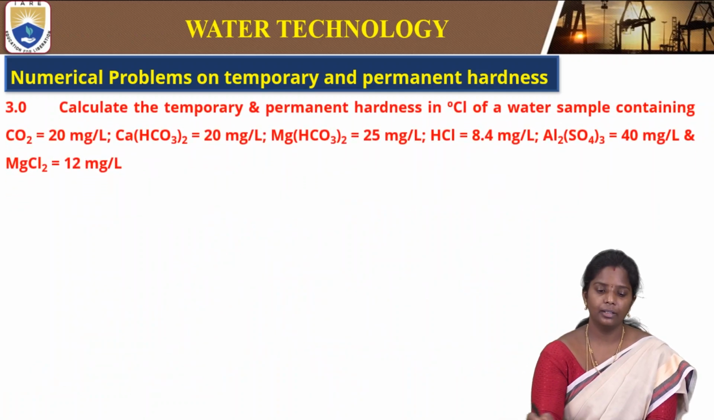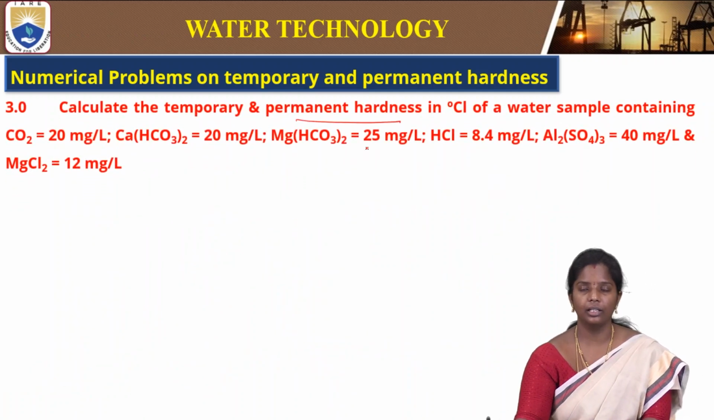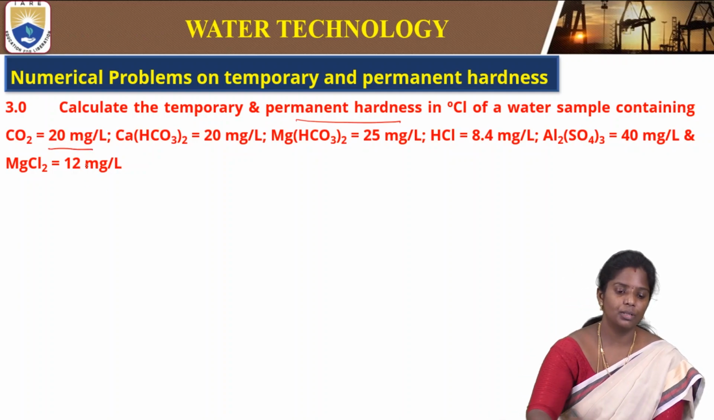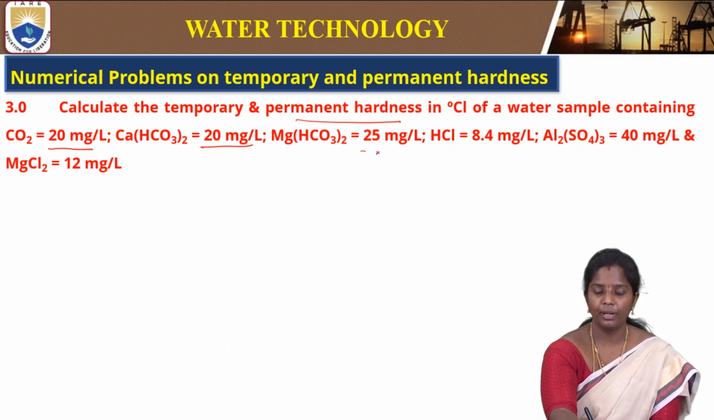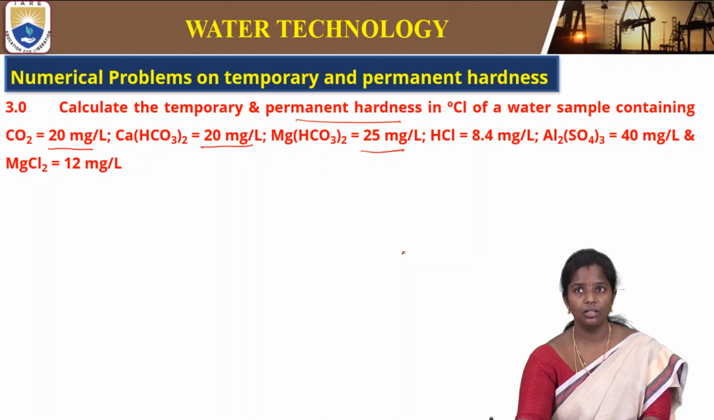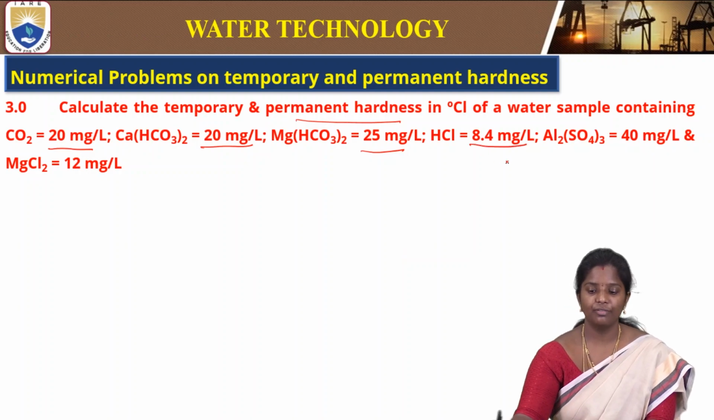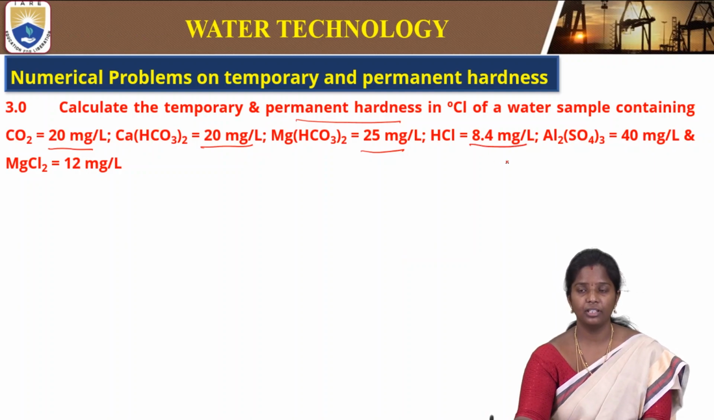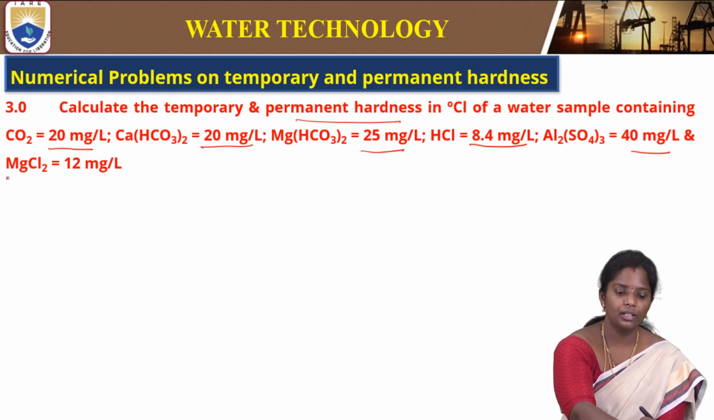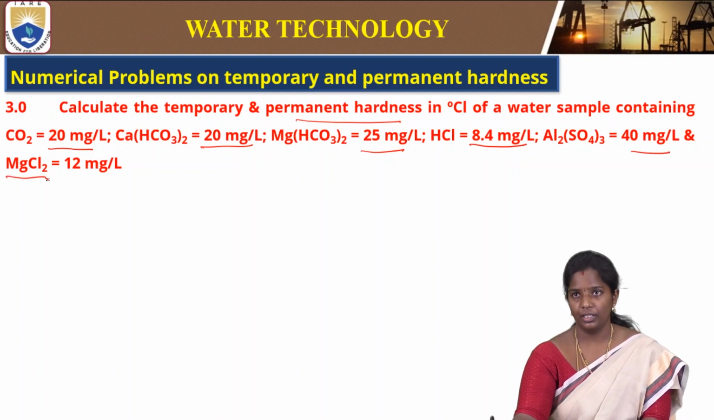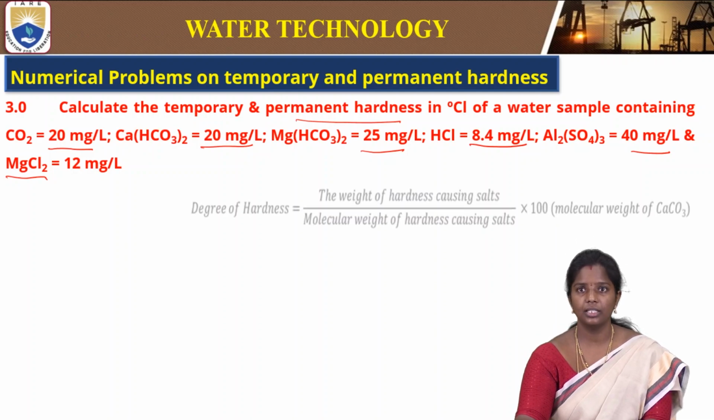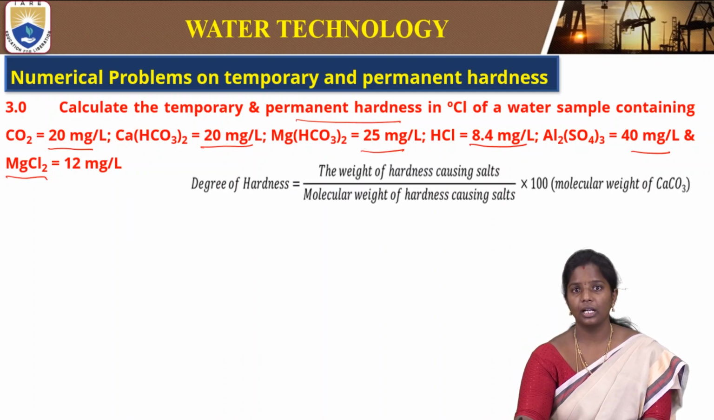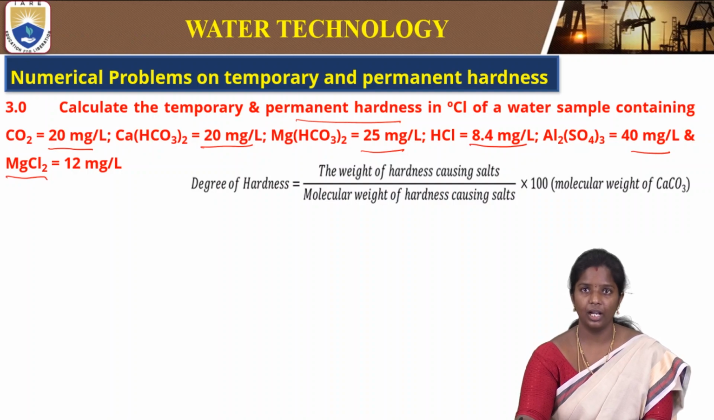Next, calculate the temporary and permanent hardness in degree Clerk of a water sample containing carbon dioxide 20 mg per liter, calcium bicarbonate 20 mg per liter, magnesium bicarbonate 25 mg per liter, HCl 8.4 mg per liter, aluminium sulfate 40 mg per liter, and magnesium chloride 12 mg per liter. All the sulfates and chlorides are responsible for permanent hardness, and bicarbonates and carbonates are responsible for the temporary hardness.